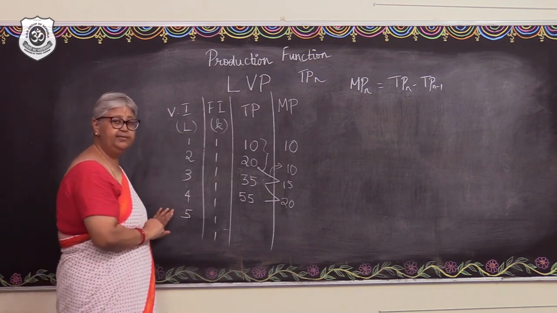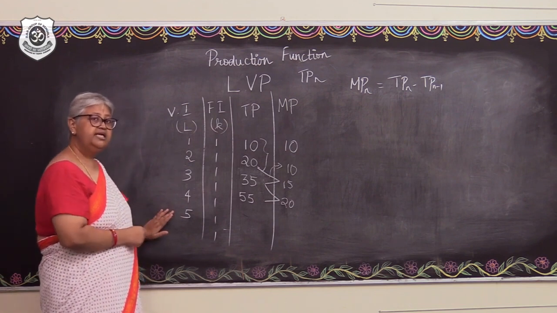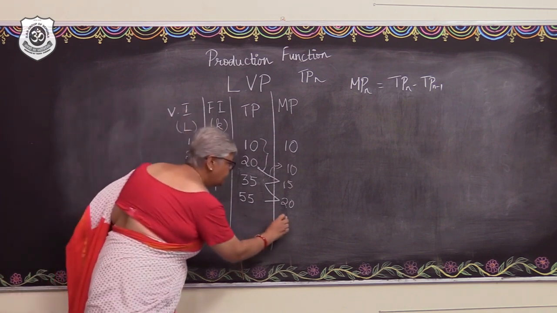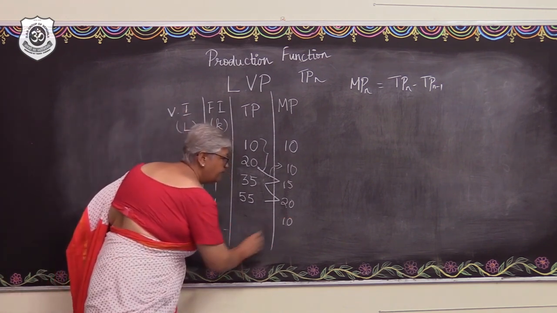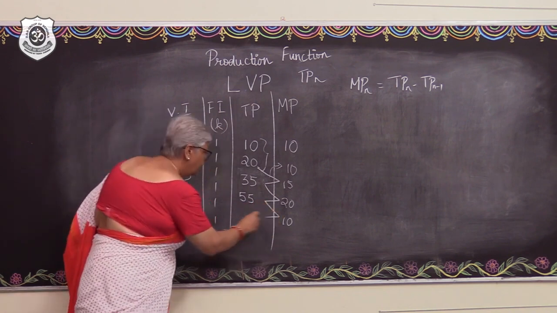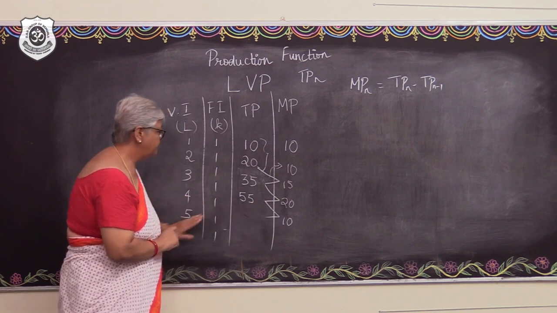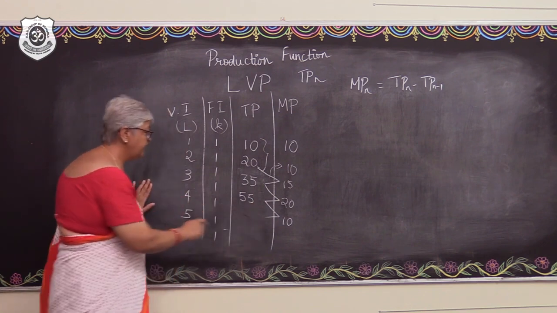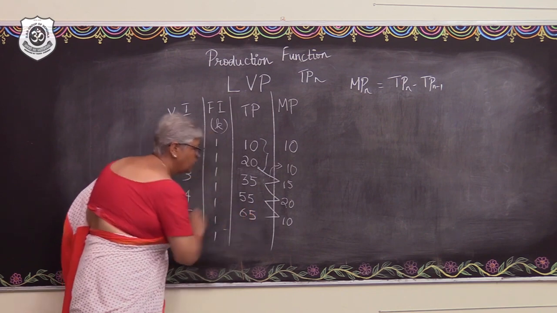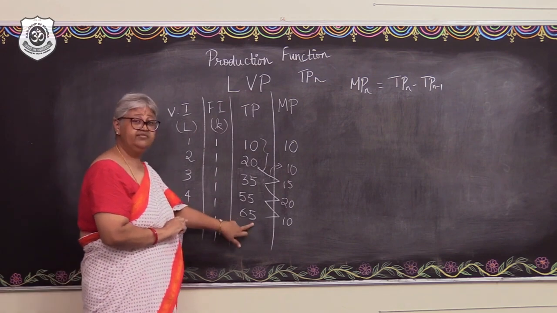Let's say the 5th laborer is going to be inducted into the production activity, and the contribution by this 5th person is, let's say, going to be 10. So contribution done by 4 people is 55 units, and then the 5th person is going to contribute 10. So the total product is going to become now 65.